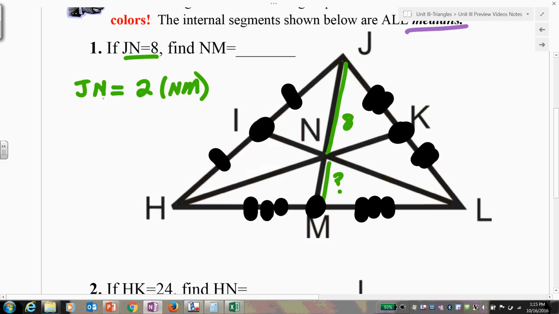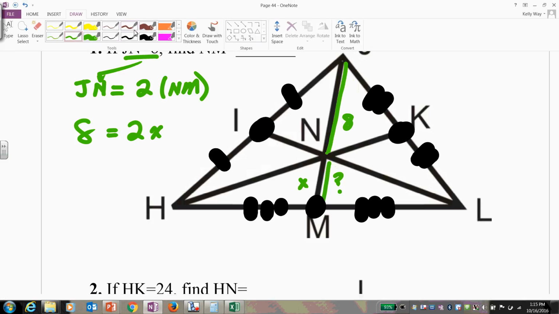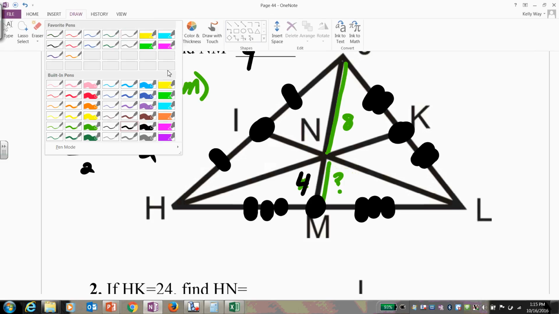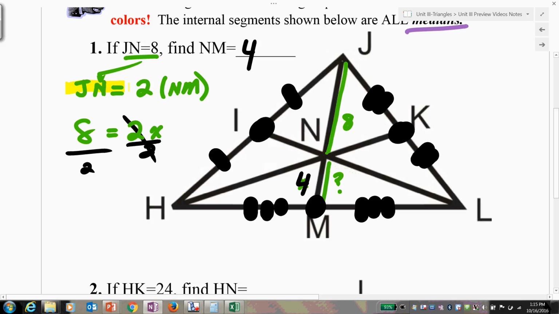So now we watch. 8 equals 2, and we're going to replace this with an x. Now we simply solve for x. And we know that NM is 4. Now that was a simple one. The reason I'm making you use a simple one is because I want you to get in the habit of making a thing equation before you do your algebra.